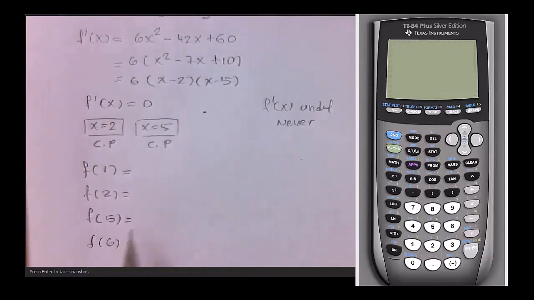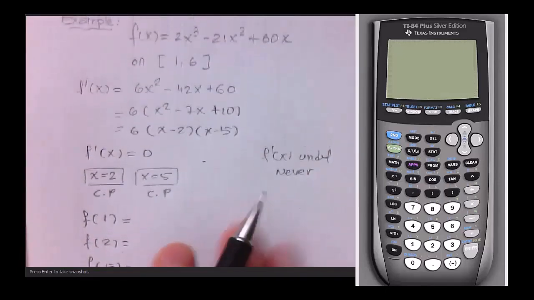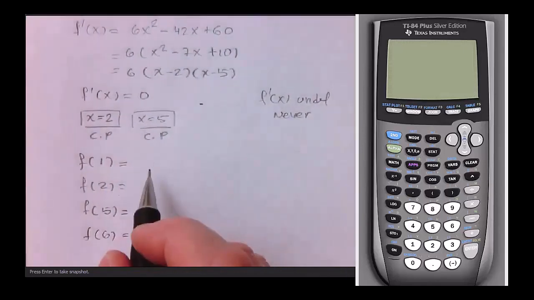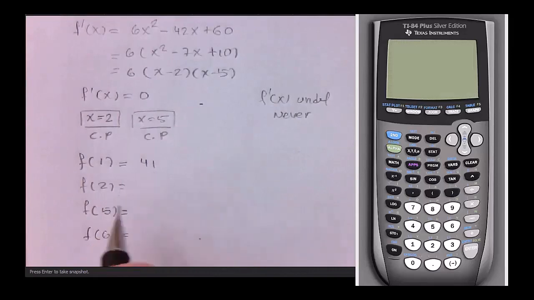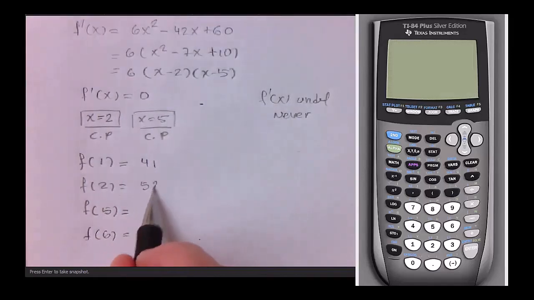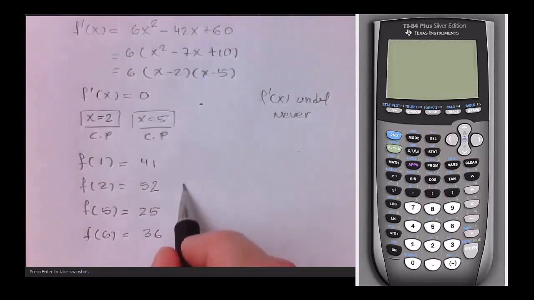And if you do that, you're going to find, plug 1 on the function, and I already did that with the calculator, that is going to give you 41. And if you plug 2 on the function, that's going to give you 52. And for 5, I got 25. And for 6, I got 36. So the largest value is this one. So this is the absolute maximum.